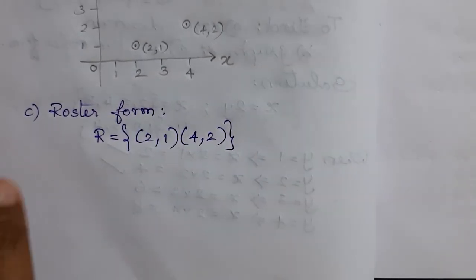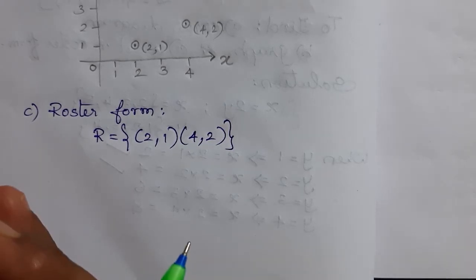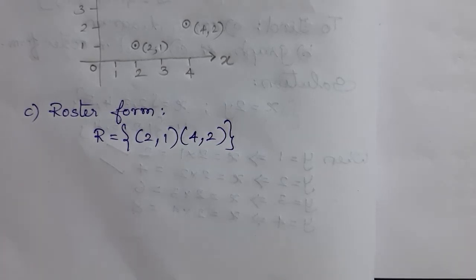So we have done all the three ways. We have found the relation, and after finding the relation, we represented it as an arrow diagram. We have drawn it as a graph, and then we have written it in roster form. Moving on to the next sum, the fifth one.